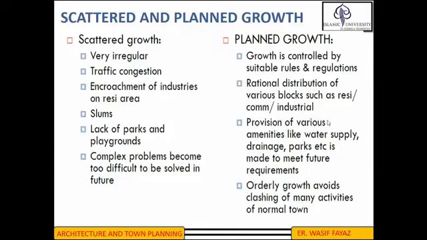Now, planned growth. The growth of a town is said to be planned if the town develops in a predetermined way as is conceived by the town planner itself. The overall growth of a town is controlled by enforcement of suitable rules as well as regulations. Such an orderly growth avoids the clashing of the main activities of the town, and there is also rational distribution of various blocks such as residential, industrial, and commercial. There is also provision of various amenities such as proper width of streets, drainage lines, water supply lines, parks, as well as playgrounds.